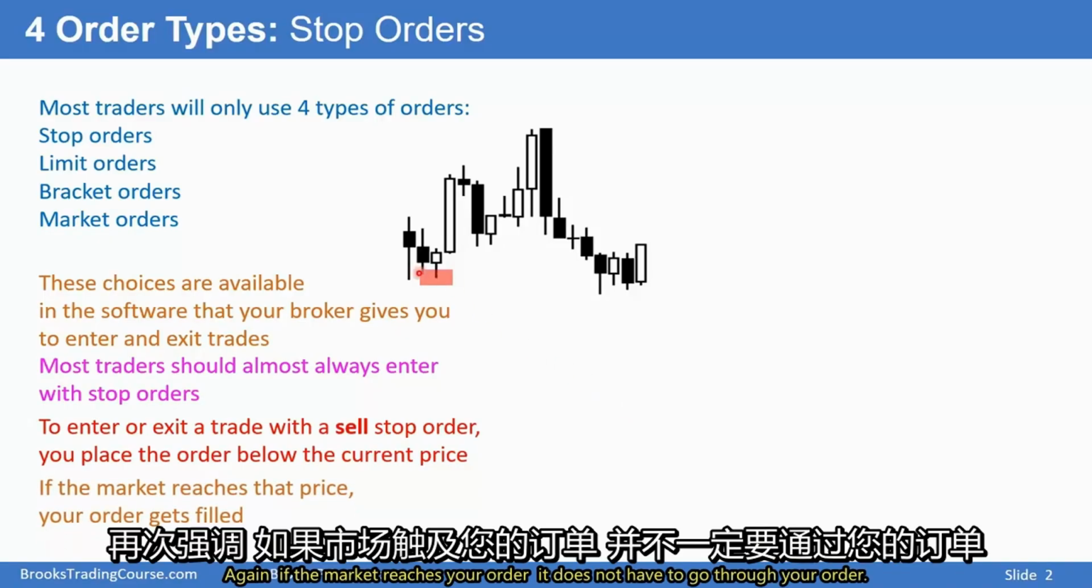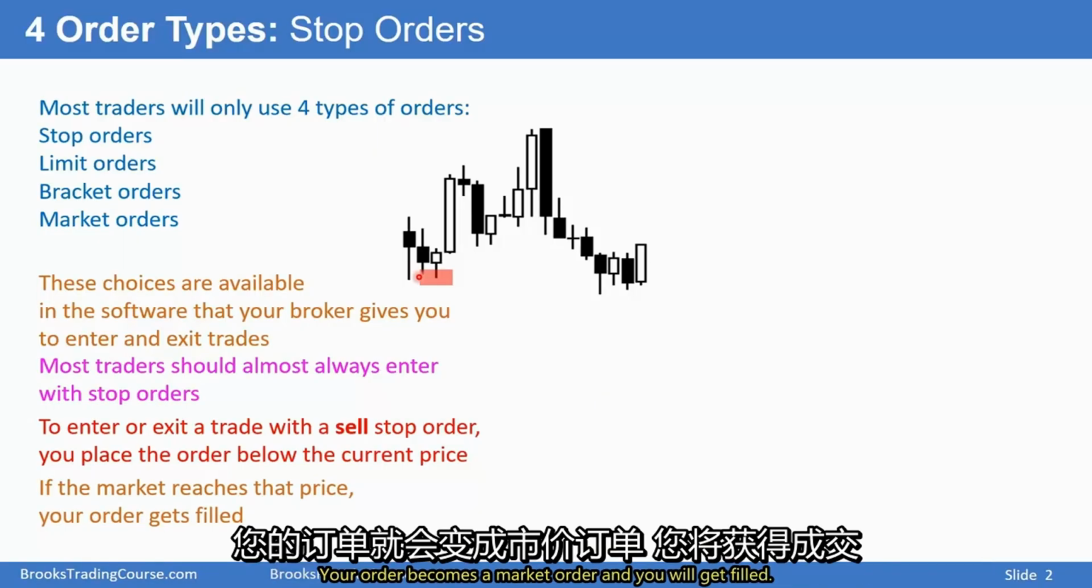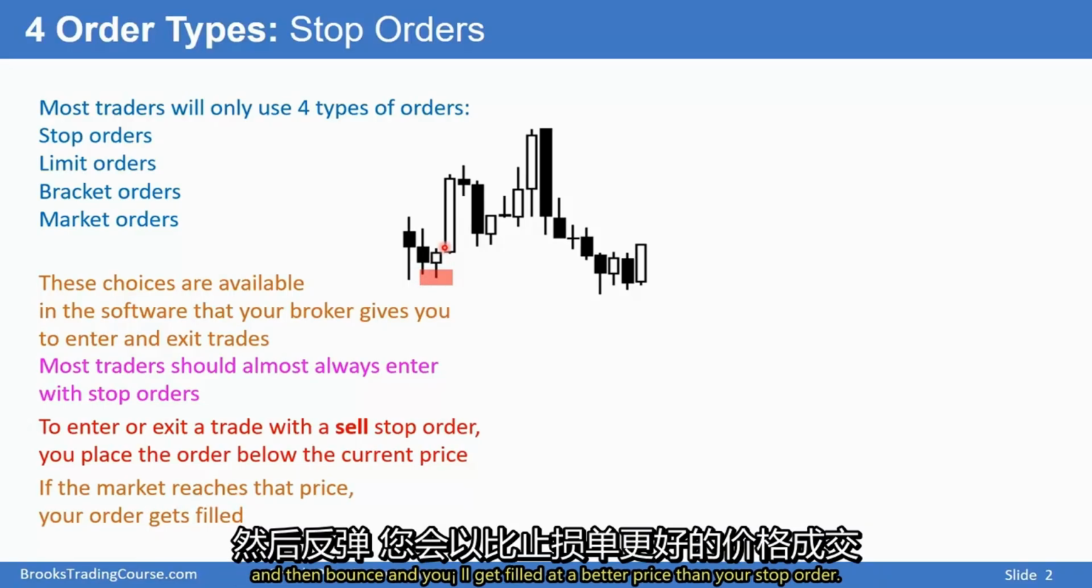Again, if the market reaches your order, it does not have to go through your order, it just has to touch your order, and it becomes a market order and you will get filled. Rarely, if you're trying to enter or exit with a sell stop, the market will hit your stop and then bounce and you'll get filled at a better price than your stop order.